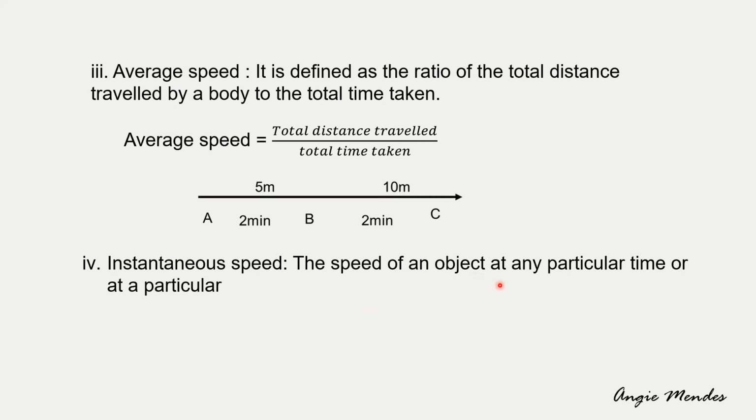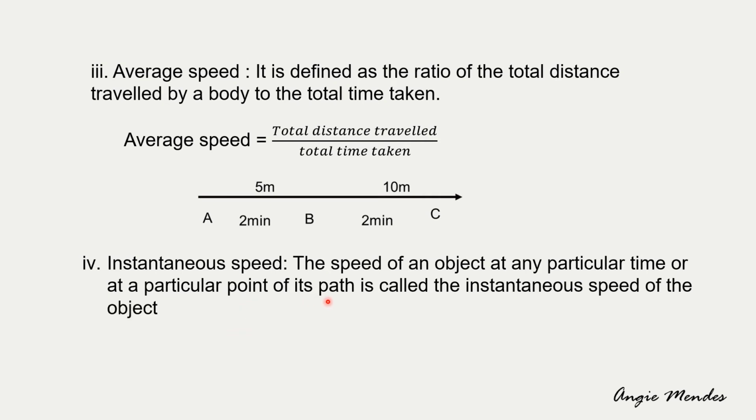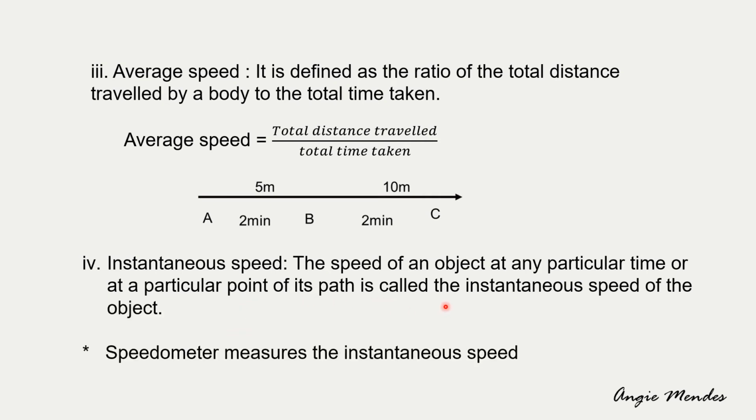So what is instantaneous speed? The speed of an object at any particular time or at a particular point of its path is called the instantaneous speed of the object. Now the speedometer, which is present on the vehicles, measures the instantaneous speed of a moving body. It measures the speed at that particular time or at that particular point of its path. So at a certain point, the speedometer will tell you what is the speed at which you are traveling.